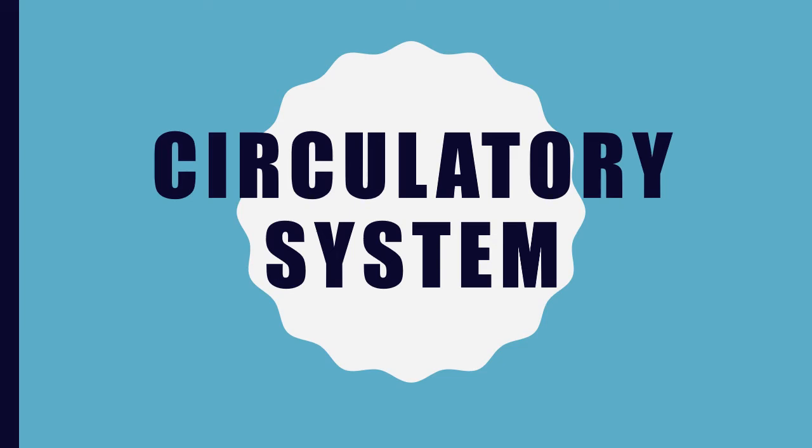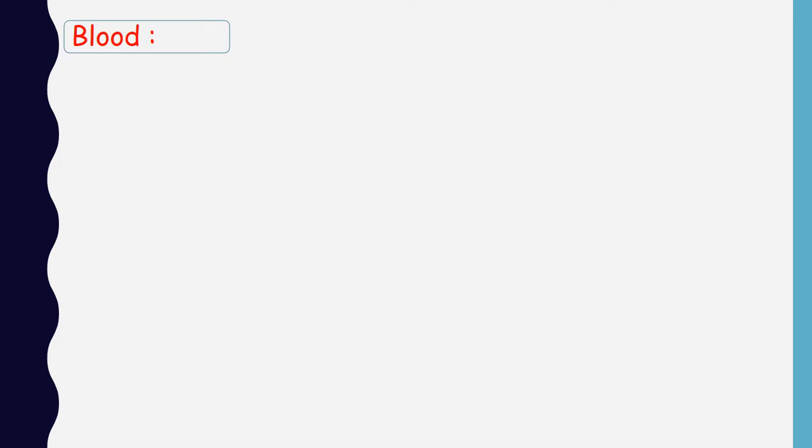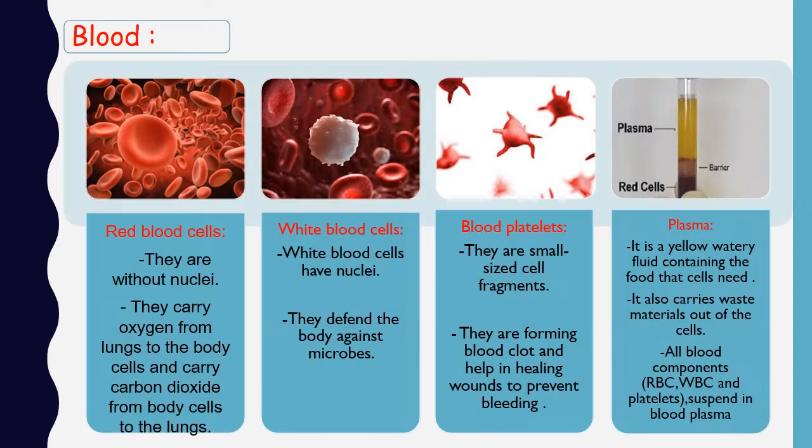We talk a lot about the circulatory system. Today we will talk about the most important one of the components of the circulatory system, which is the blood. Blood consists of many components also: red blood cells, white blood cells, blood platelets, and plasma.